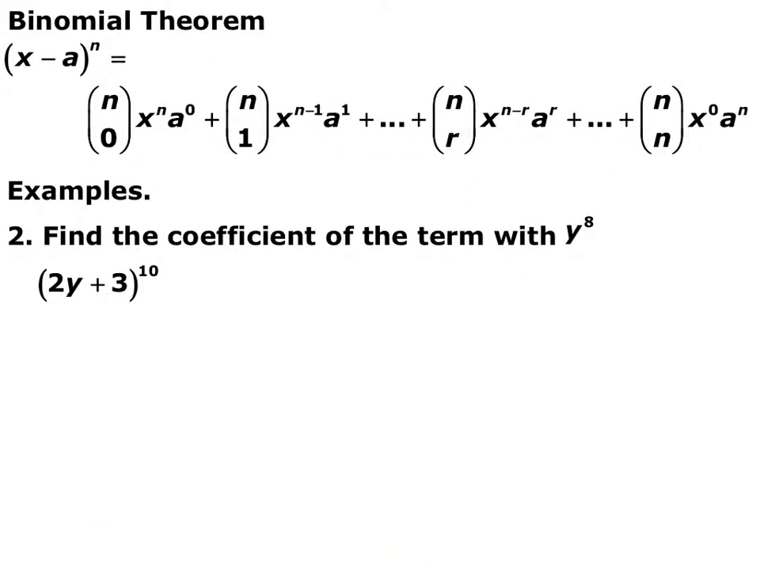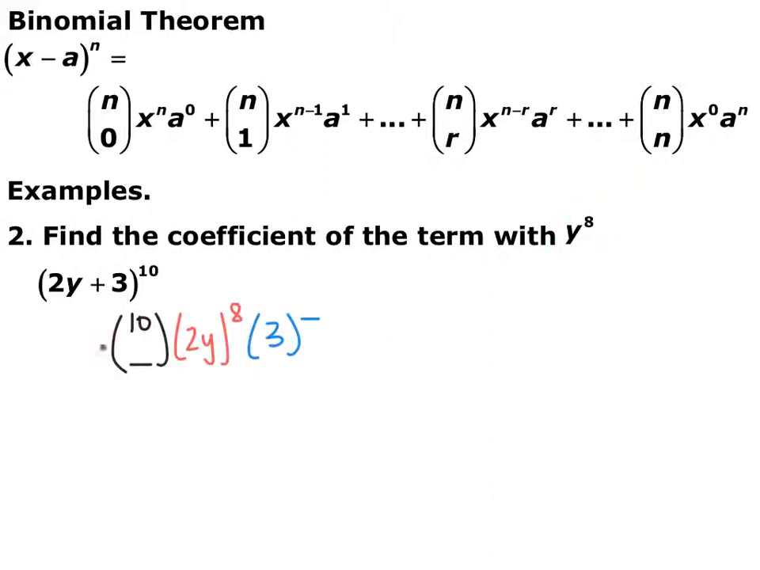You can also use the binomial theorem to just find specific terms. So for instance, we want to find the coefficient of the term with y to the 8th power of the expansion (2y + 3) to the 10th power. So we would set up our binomial theorem knowing that we want a y to the 8th.